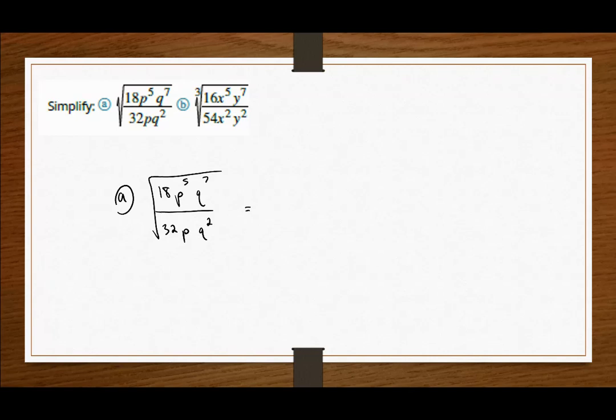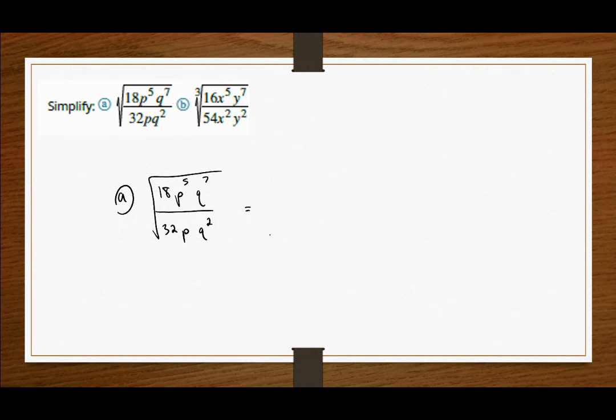And my first task is really going to be, again, to identify how is this going to reduce. Before I apply any of my quotient or product rules here, I want to try and reduce the expression as much as possible. So for instance, 18 and 32 seem to have some common factors.